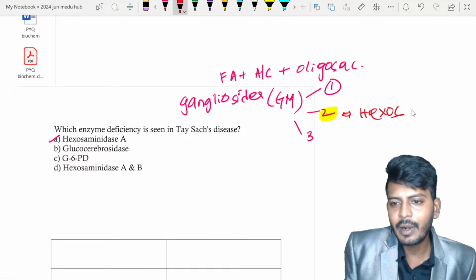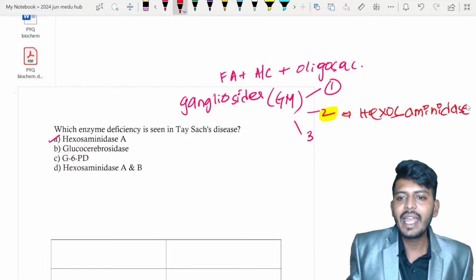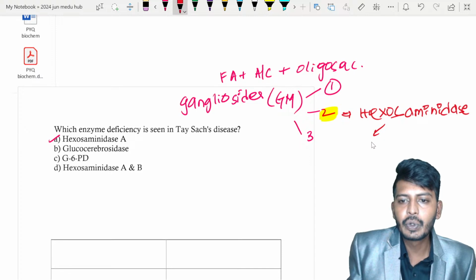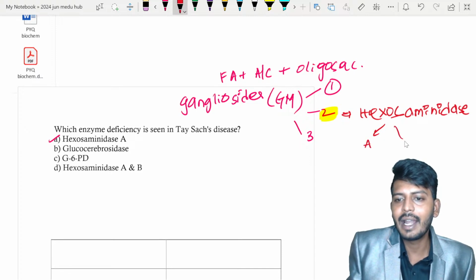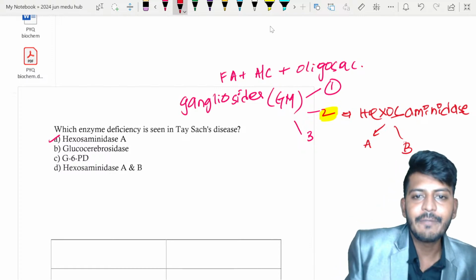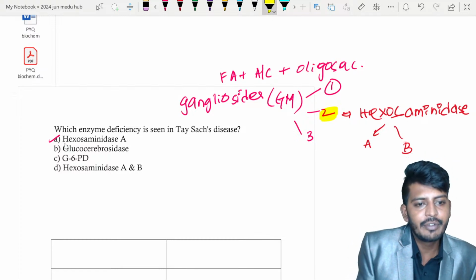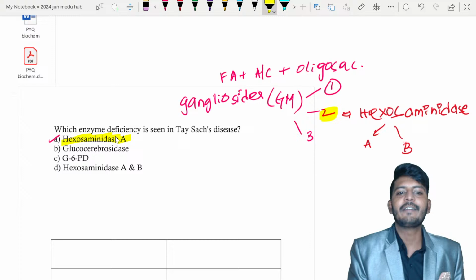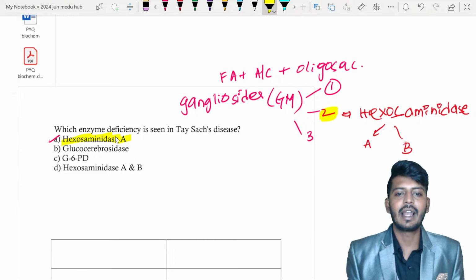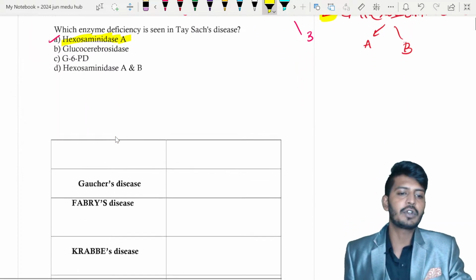So we have an enzyme called hexosaminidase. What is the name of the enzyme? Hexosaminidase. Hexosaminidase is divided into two types, hexosaminidase A and hexosaminidase B. If hexosaminidase A is deficient, then we get a disease called Tay-Sachs disease. Now, based on this, a lot of questions have been asked.